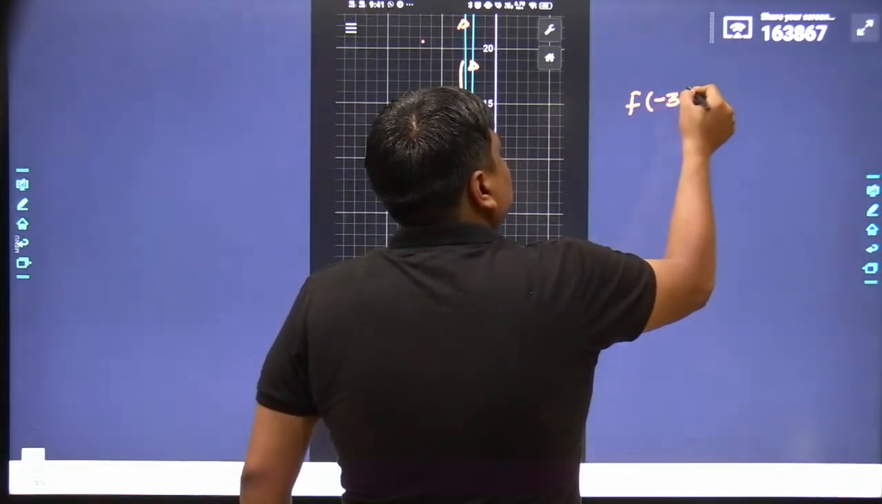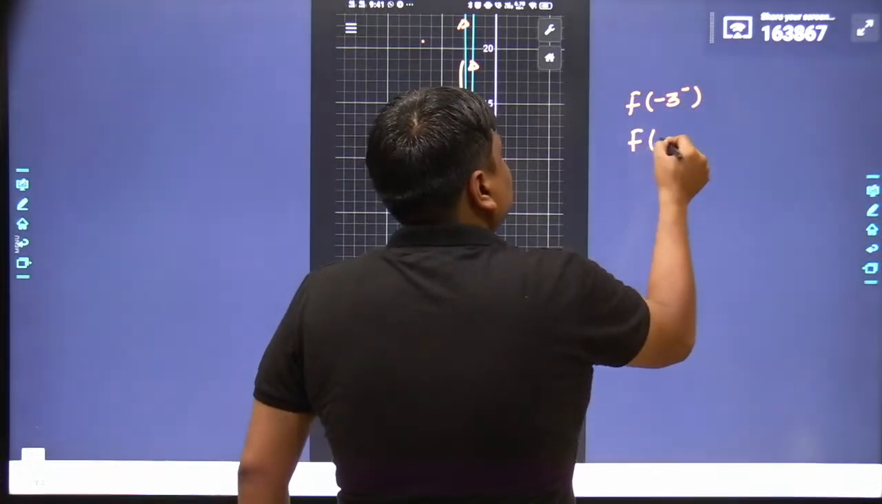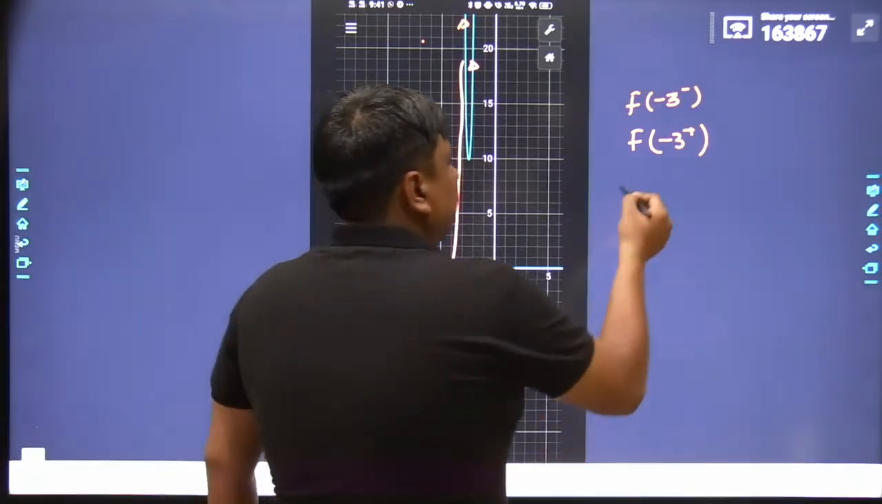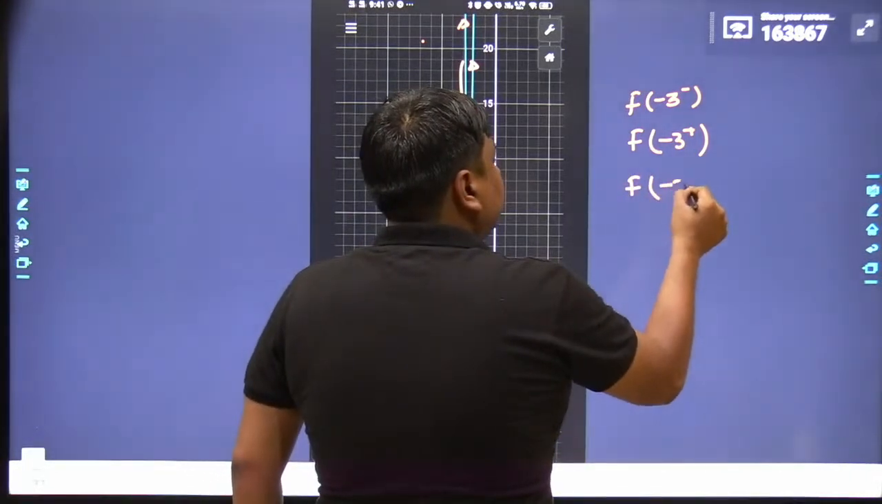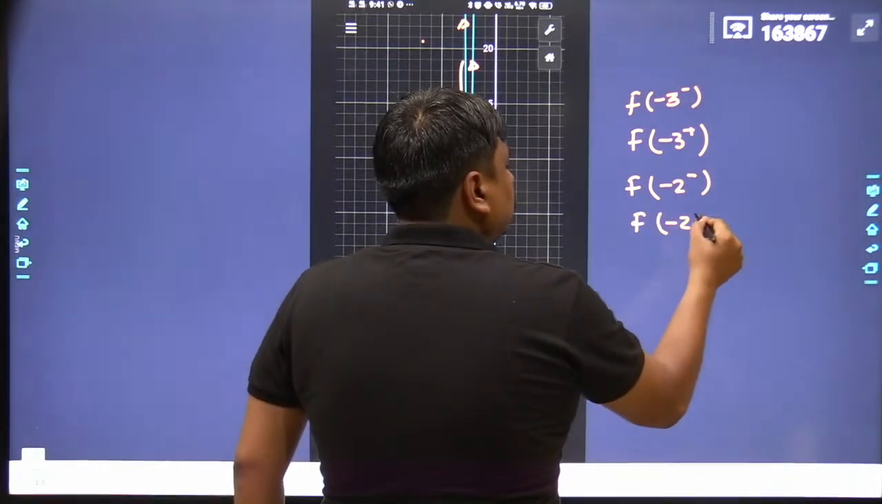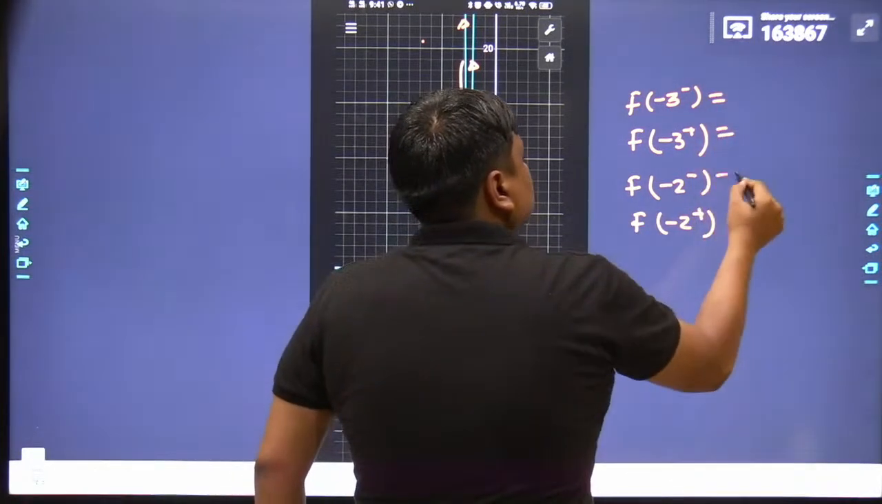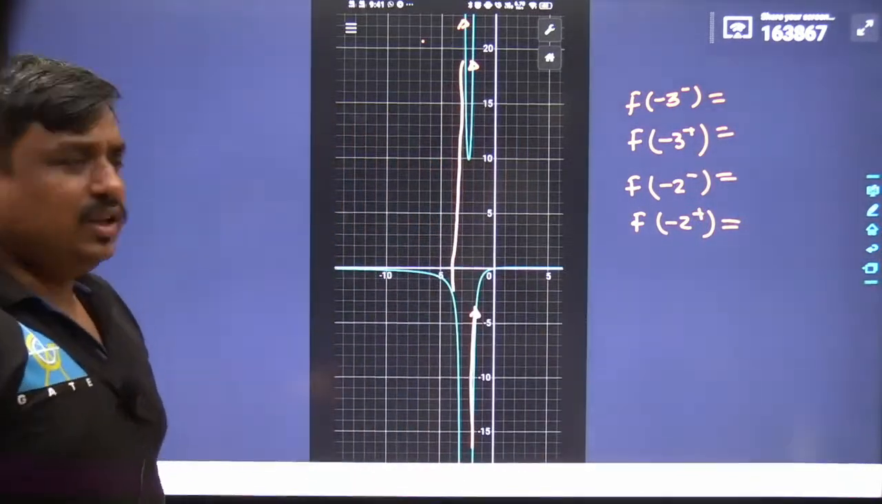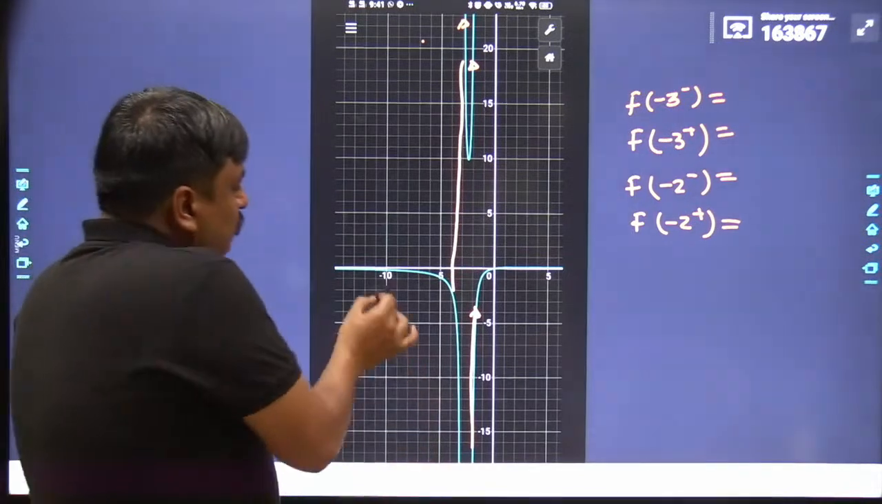You could have seen this problem very well. There could be different analyses. The analysis could have been done over minus 3 minus and minus 3 plus. Similarly, the next analysis could have been done at minus 2 minus and minus 2 plus. I am not going to solve this problem mathematically. With the help of their graph only, I am going to get their values. You yourself would be able to understand.